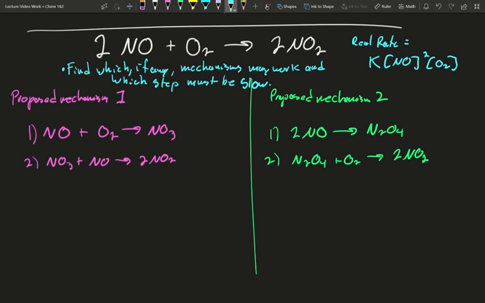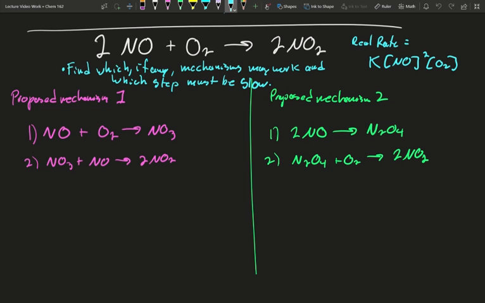In this video, we're going to assess two different proposed mechanisms. For the reaction of 2NO + O2 going on to form 2NO2 gas, we've observed that the real rate law is k[NO]^2[O2]. It is third order overall. However, because the balanced reaction would require a single step that was termolecular, this seems unlikely. So there must be some combination of smaller steps that result in this same observed rate law.